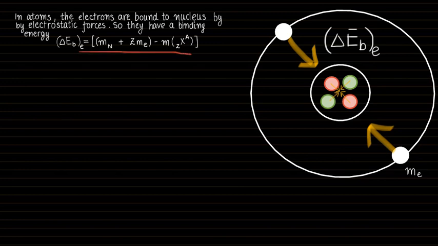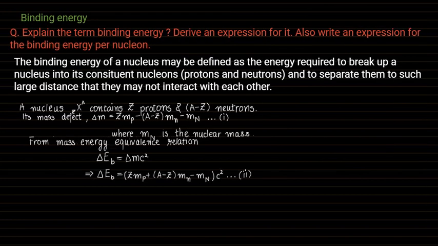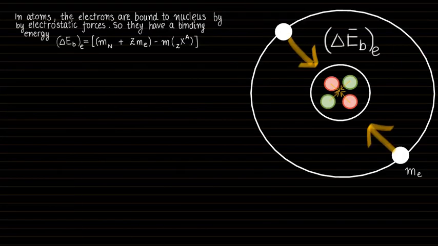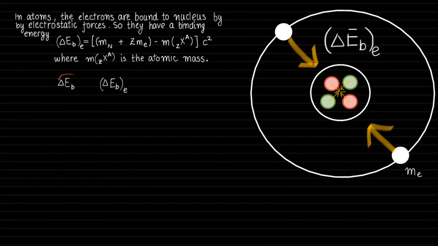And to convert it into energy, what will you do? You will multiply this mass defect using Einstein's mass-energy equivalence relation. You multiply the mass defect with c square. This gives us the energy equivalent quantity. So here the mass defect of the atom is given by this quantity. To convert it into the binding energy of the electron, you multiply it with c square. Fine. So far we have derived the expression for the binding energy of the nucleus, and we have derived the binding energy of the electron towards the nucleus.